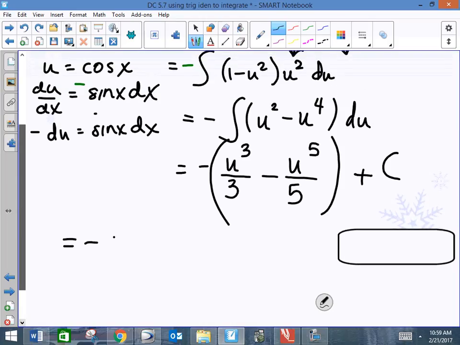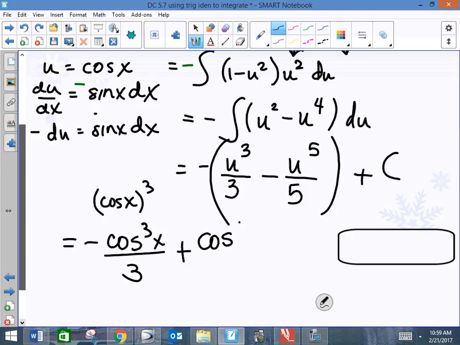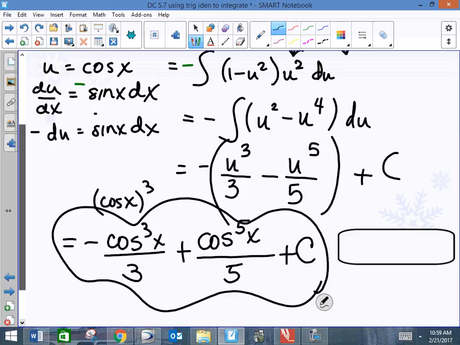Cosine of x cubed looks like that. Remember, that's cosine x cubed. That's how you write it. Make that a plus, right? Cosine to the 5th x over 5 plus c. C is a constant. We don't know that it's positive or negative, so we don't have to mess with it.